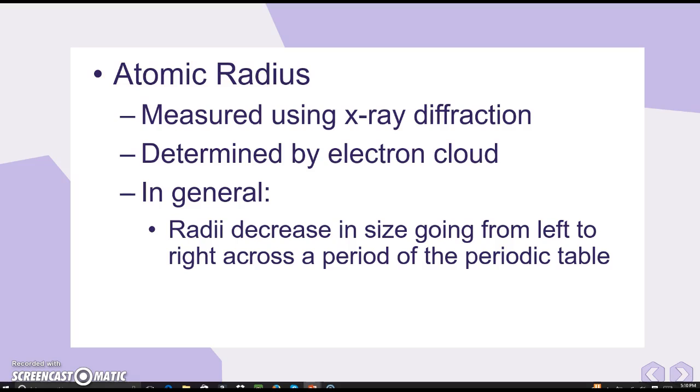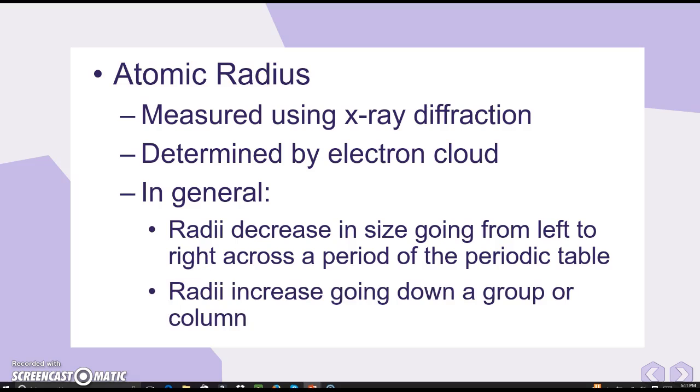Is your atomic radius. And you'll notice here that in general, radii decrease in size going from left to right across the period, and they increase in size going down a group or column. So if you're going top to bottom on the periodic table, radii increase. In other words, the atoms get bigger. As you go from left to right, the atoms get smaller in general.